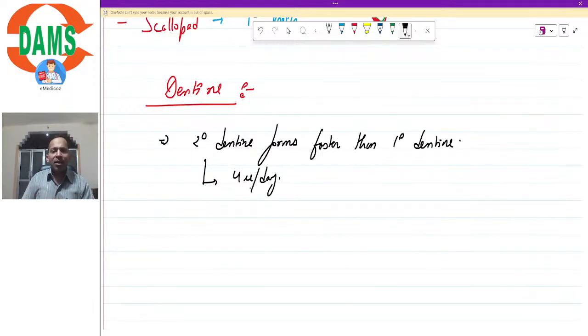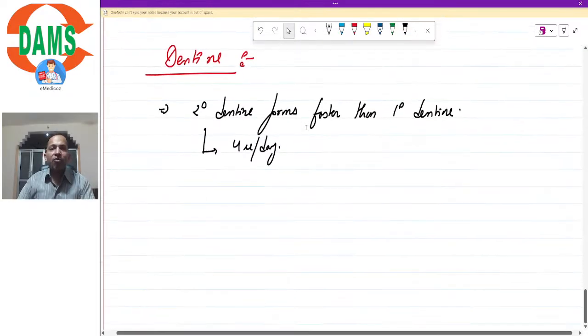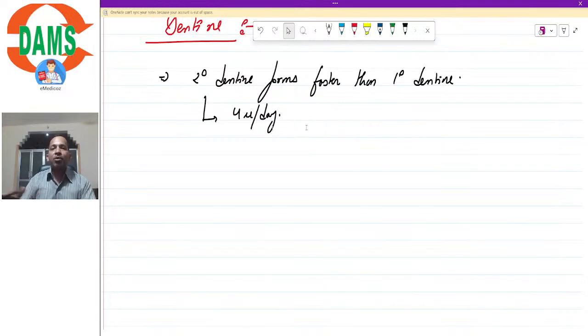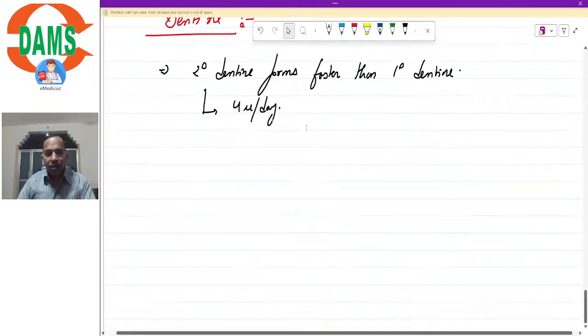We haven't done any discussion on dentine, right? We have done a discussion on enamel, sorry. But the daily rate of deposition of dentine is same as enamel, and it is approximately 4 microns per day. Enamel also forms at the pace of 4 microns per day. And same as dentine, the permanent enamel forms faster as compared to the primary enamel. Clear?